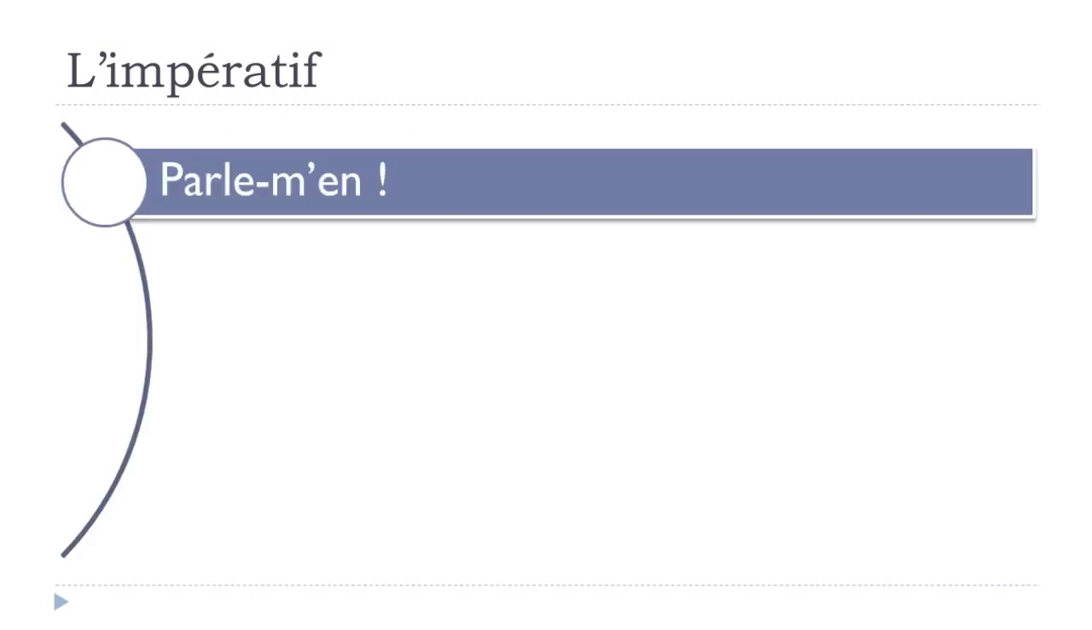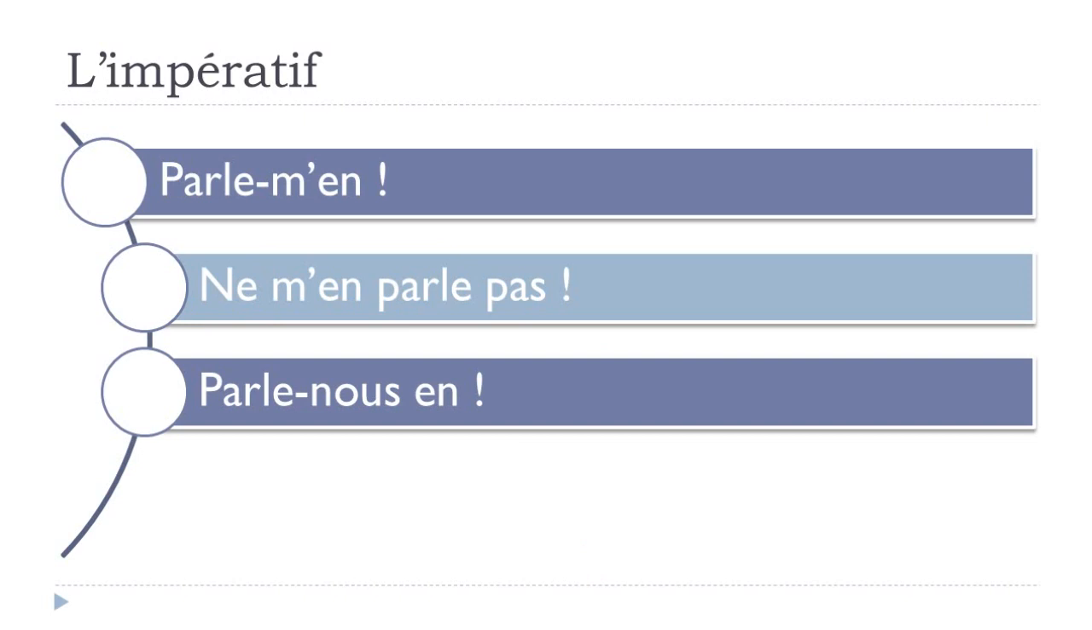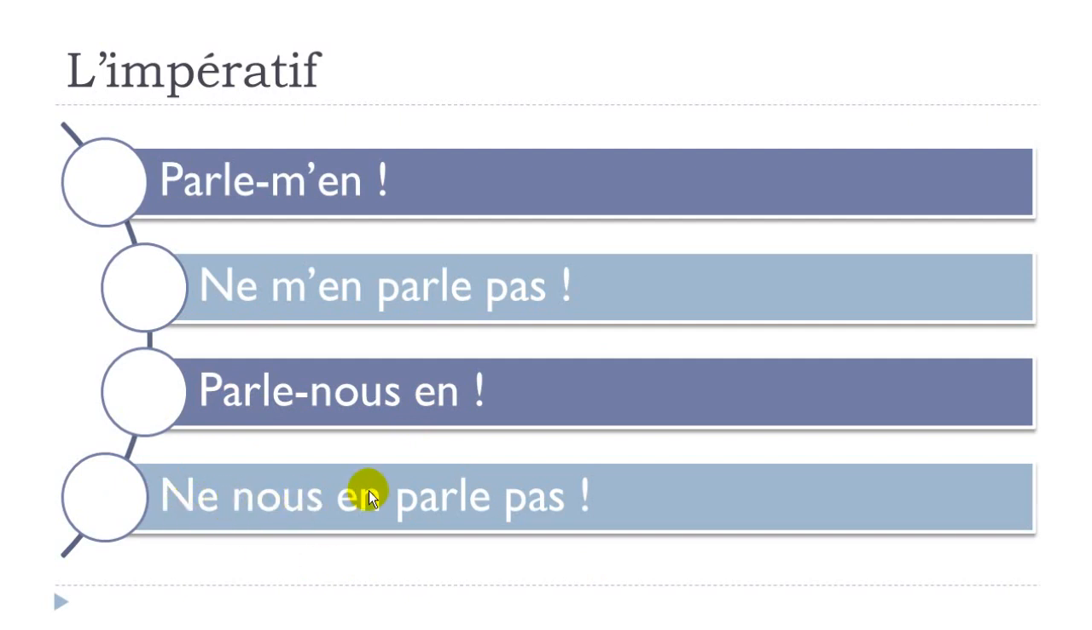For instance, parle-m'en, okay? So as you see, first you put this m apostrophe and then you put your pronoun, okay? Don't forget that they must come after your verb because it's the imperative. Parle-m'en, okay? But if you put them at the negative form, then you will get ne m'en parle pas, okay? Remember, negative form, then they come back as they should be all the time, so before the verb, all right? So another example, parle-nous-en, okay? Here, and then we will get ne nous en parle pas.